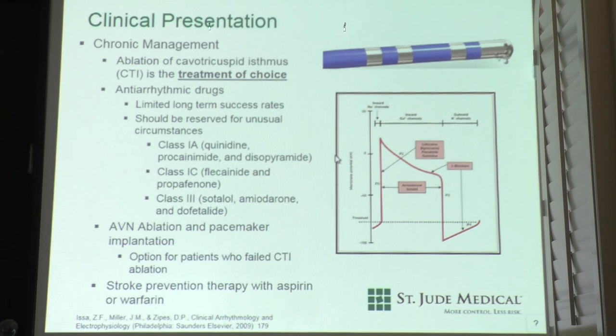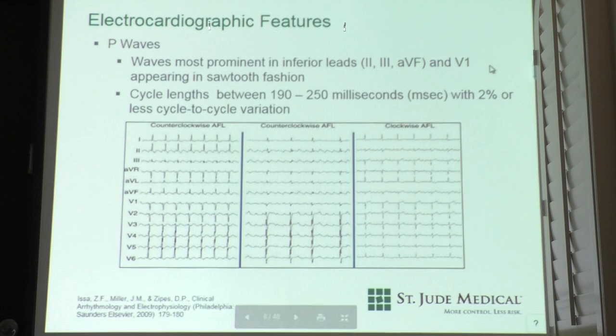All right, so how do we treat it now? Largely with an ablation. So that's the catheter up here. This is what it looks like. This one happens to have irrigation through it, so that's why you see the droplets. So here's what it looks like.